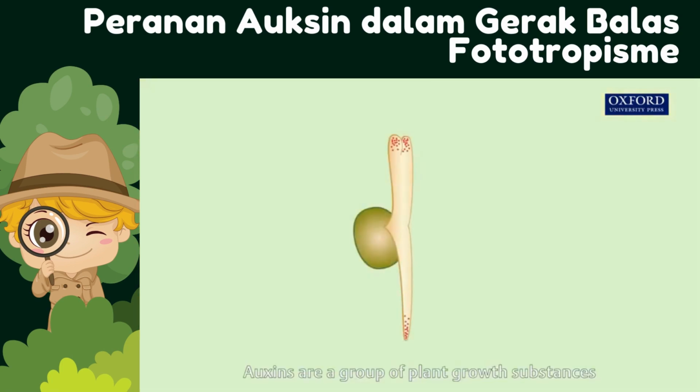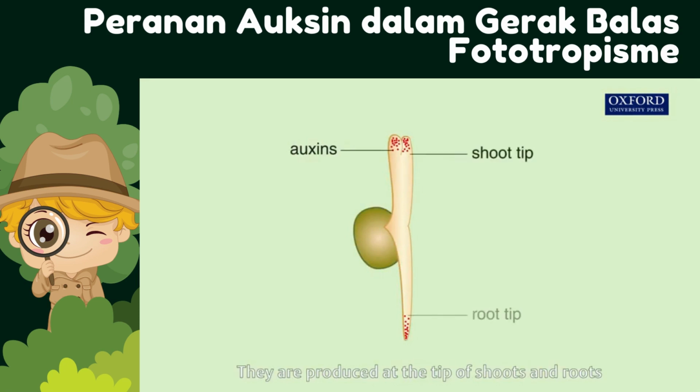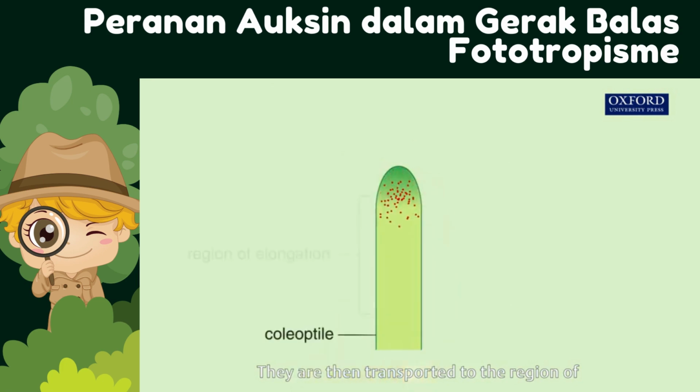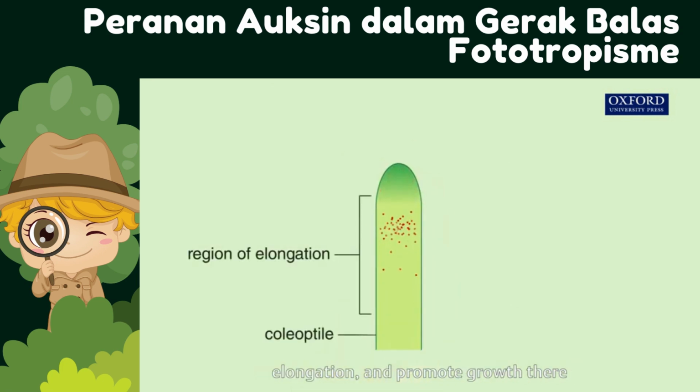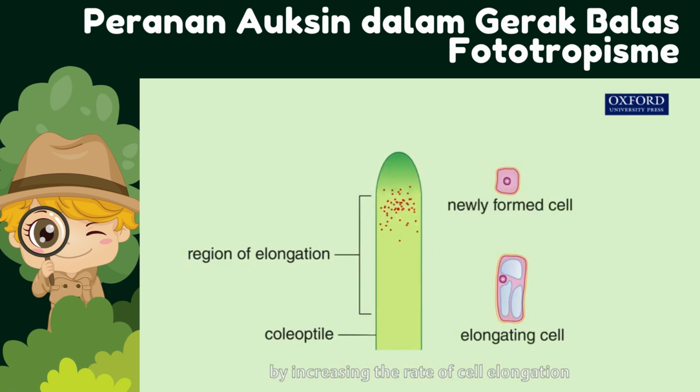Auxins are a group of plant growth substances. They are produced at the tip of shoots and roots. They are then transported to the region of elongation, and promote growth there, by increasing the rate of cell elongation.